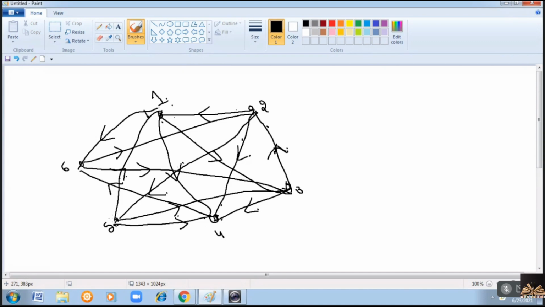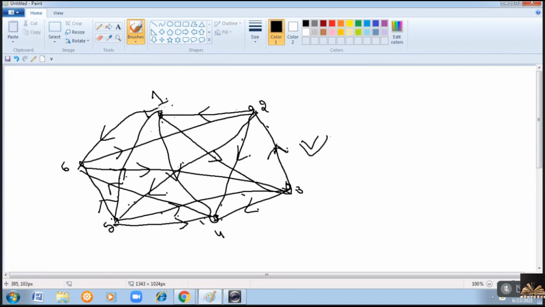Now coming to 5. 5 to 1 is there. 5 to 2. 5 to 3. 5 to 4 is there. Now 5 has to play with 6. Assume that 5 won the game. Right? Now this is the graph which represents which team has played and which team has won against which team.